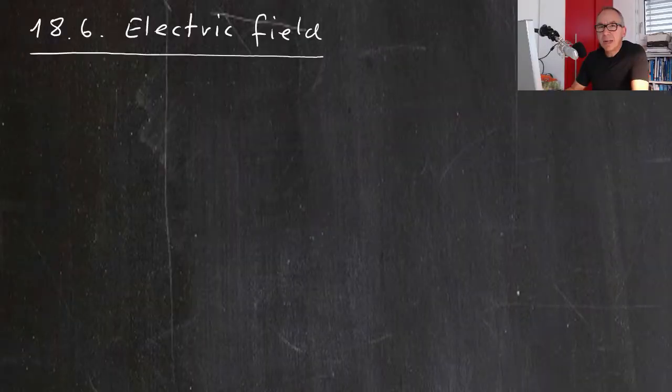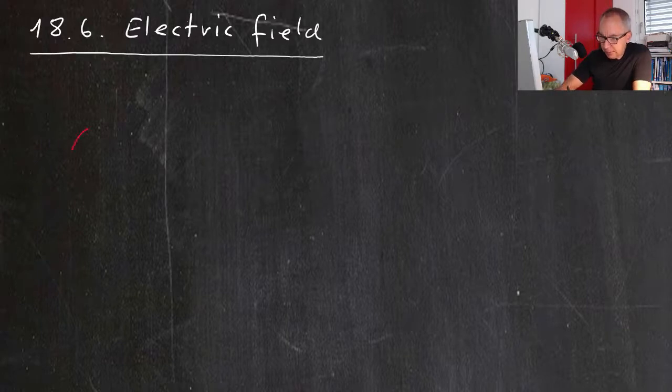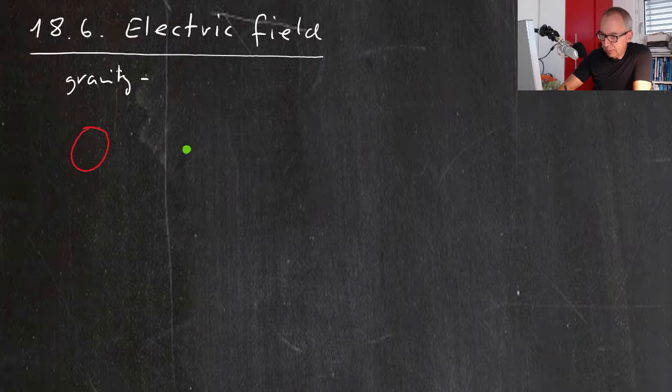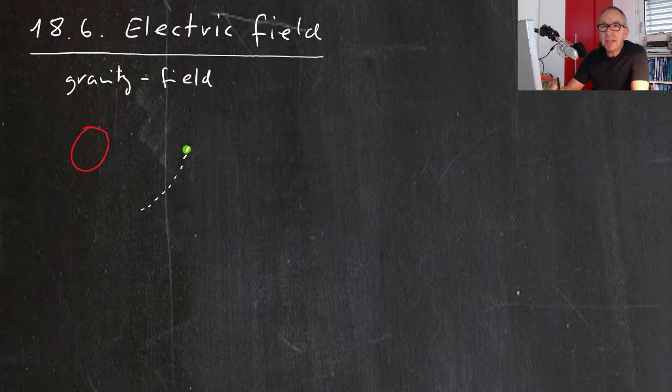So let's, in a more general way, look at fields. We can, for example, have a look at the sun and the earth. So we are looking at gravity, or also the so-called gravity field. As we know, the earth circles the sun. Why is it? Well, the reason is gravity. The earth is attracted by a force.